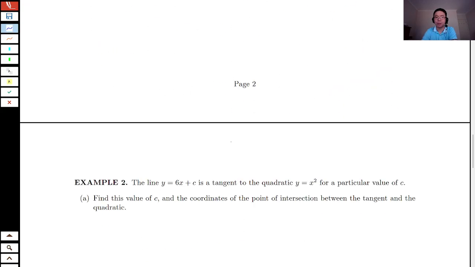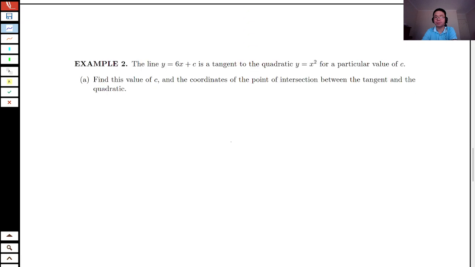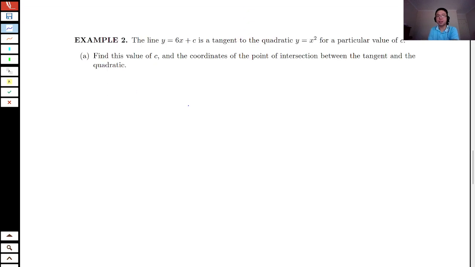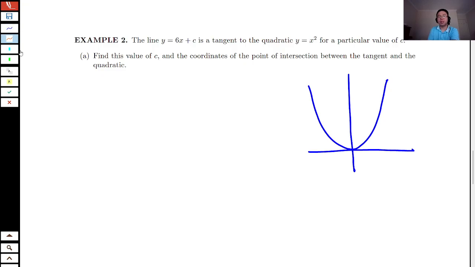Okay, so here's our second example. The line y equals 6x plus c is a tangent to the quadratic y equals x squared. Now, if I look at the graph y equals x squared, and I draw a tangent like this with gradient 6, it should be obvious that I'm going to have a negative y-intercept. The graph's going to look something like this.